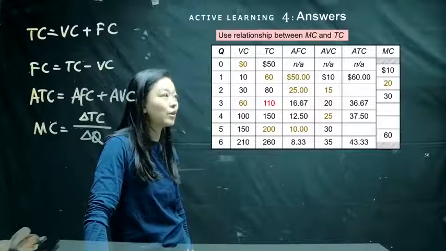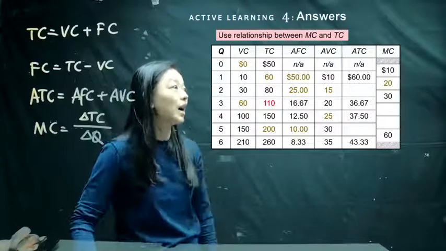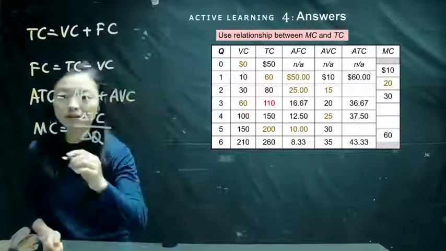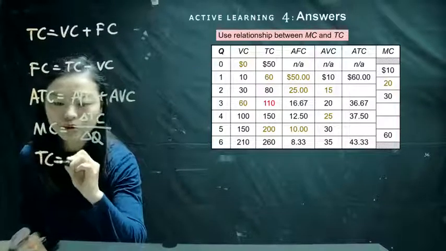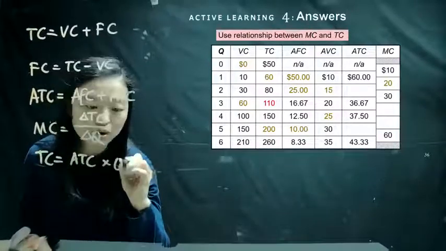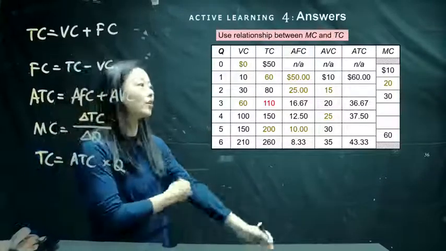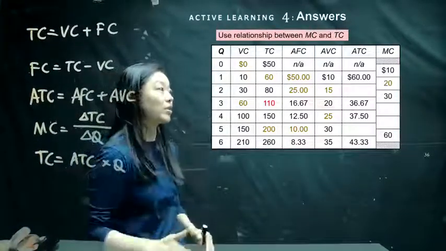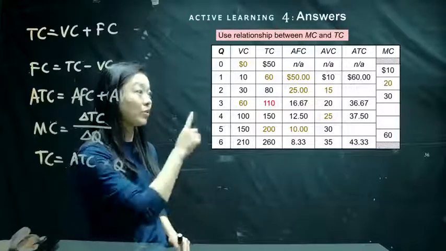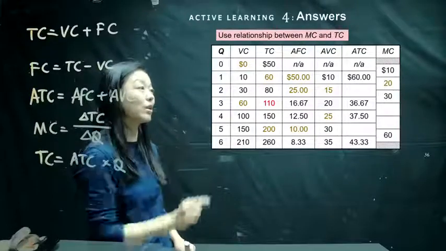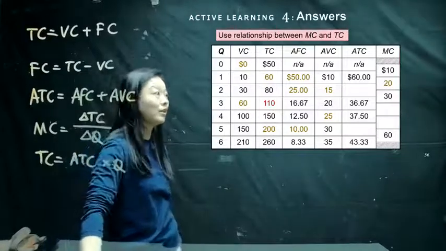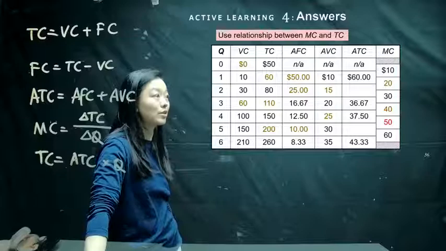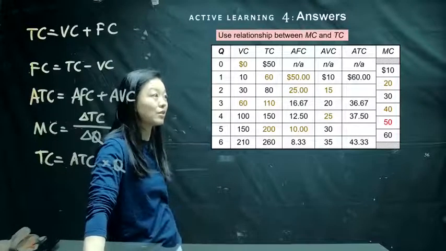You can get the total cost, for example total cost equal 110, because the total cost will equal the average total cost times the quantity. When quantity equals 3, we have an average total cost of 36.67. We use that times 3 to get total cost equal 110. Similarly, we can fill up all the marginal cost.